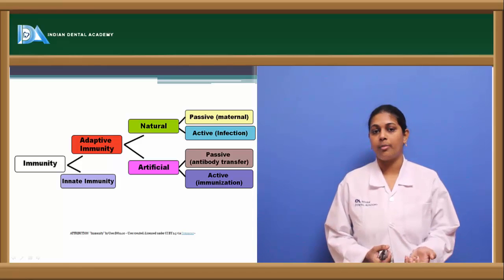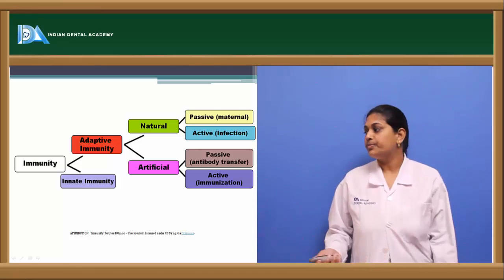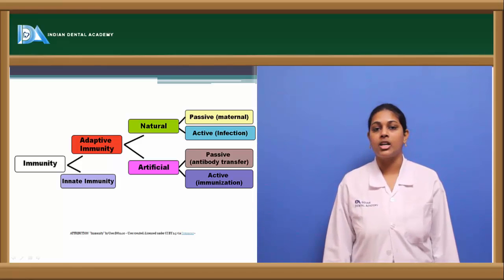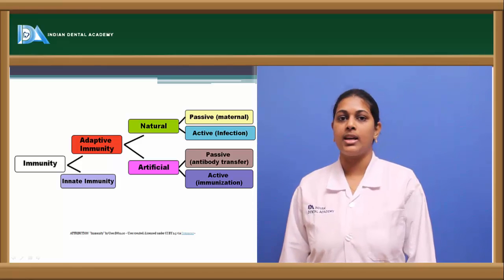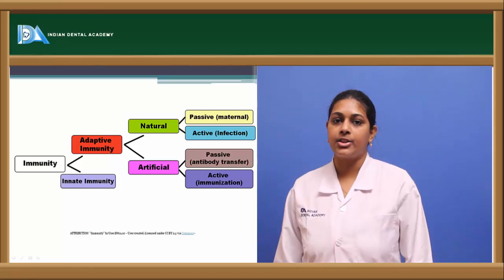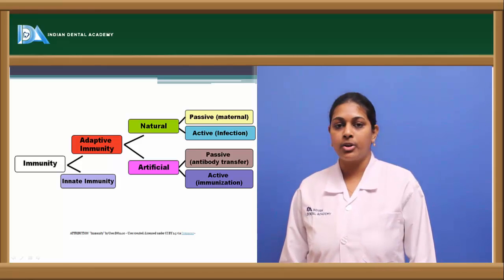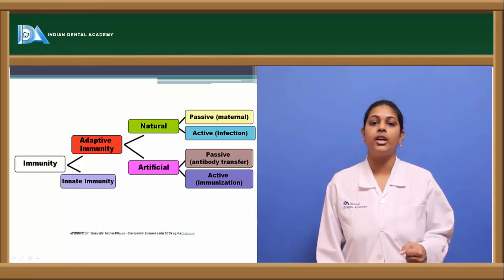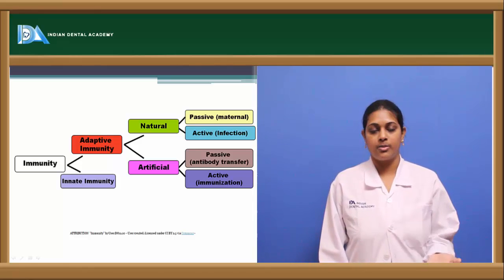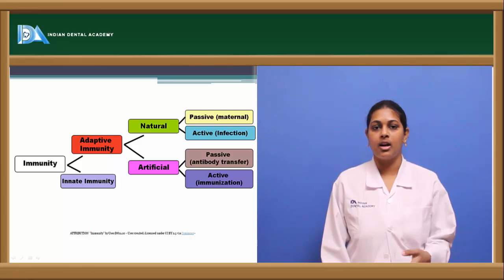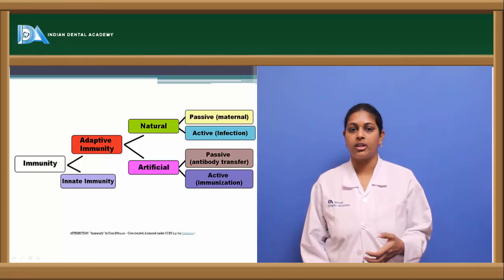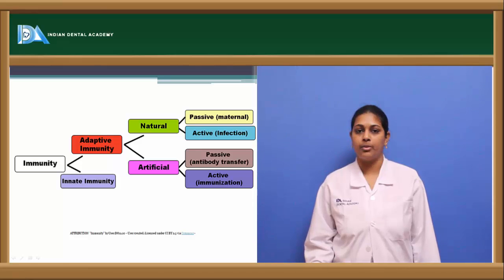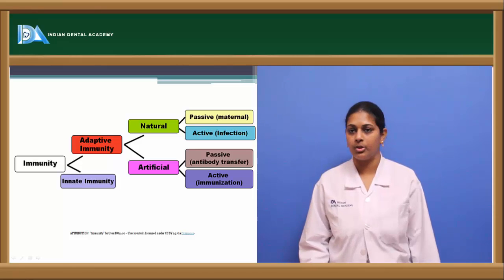That is, one is adaptive immunity and the other is innate immunity. Usually, innate immunity does not have antigen specificity, whereas adaptive immunity has antigen specificity. And innate immunity is developed before microbes attack the body, whereas adaptive immunity is stimulated or activated once the microbes start affecting the body. So this is the broad classification of immunity.